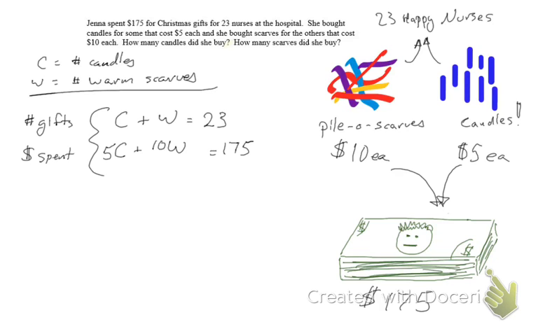And then I have two equations that I could solve to figure out how many candles and scarves there were. I'm not going to do that solution on this video, but I will tell you that the number of candles was 11 and the number of scarves was 12.